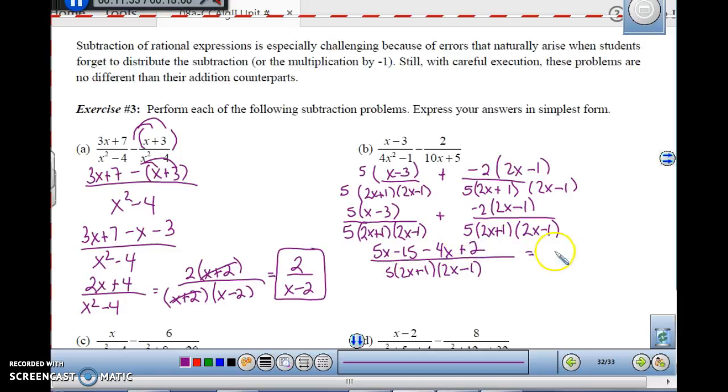All right, combine my terms. I get x minus 13 over 5 times 2x plus 1 times 2x minus 1, and that's as far as I can go, I believe. All right, we'll try the next 3 in class tomorrow.